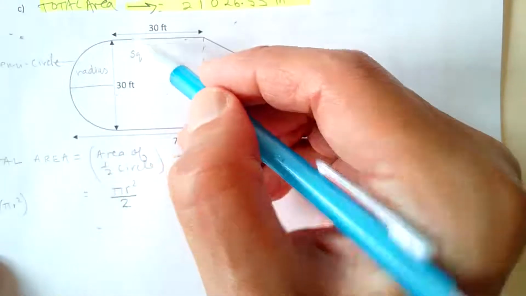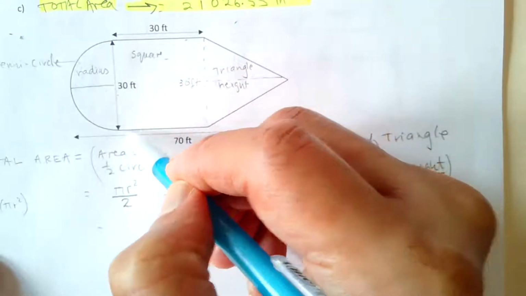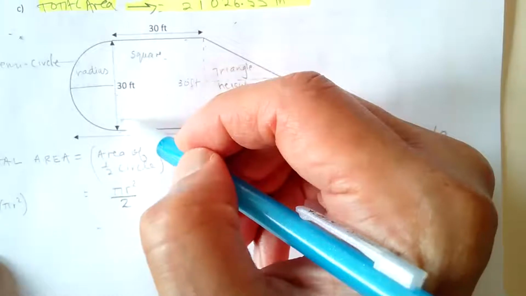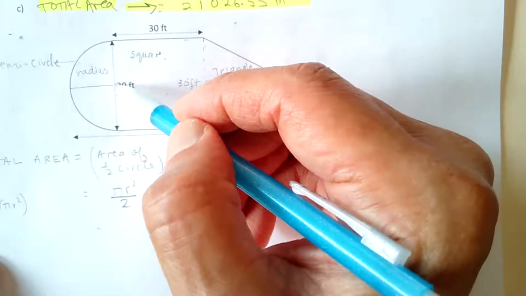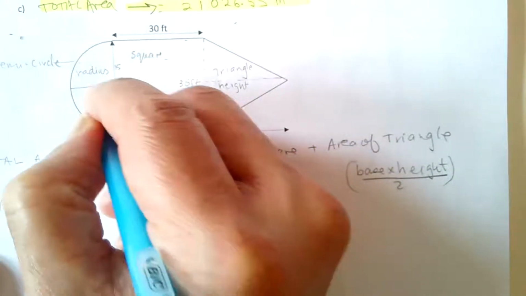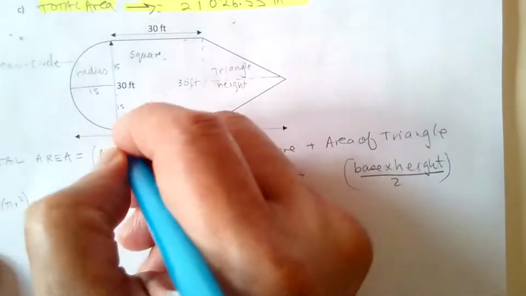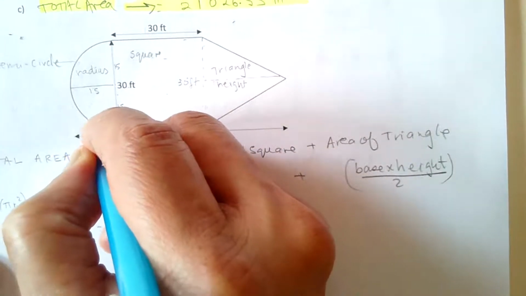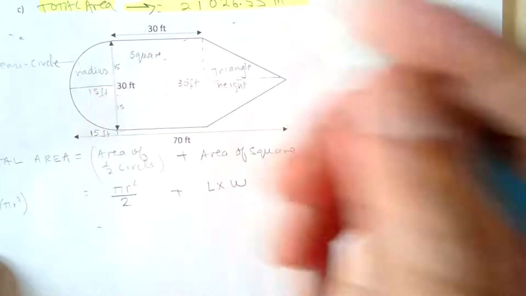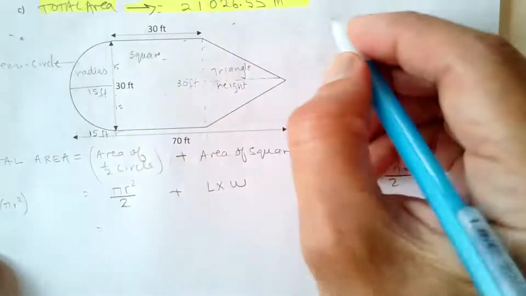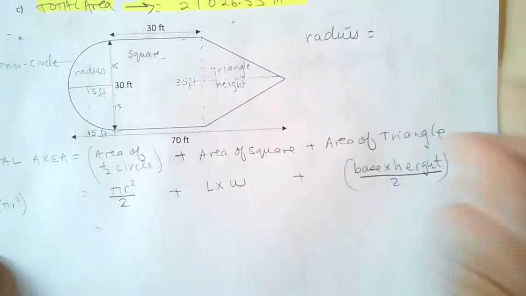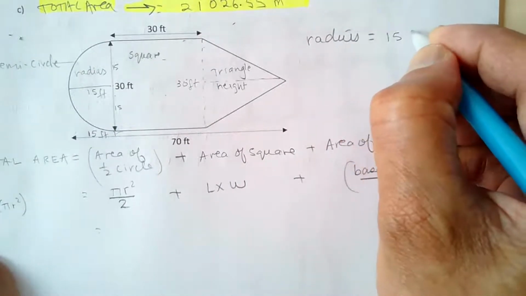Imagine this is a circle, and you complete the circle here. So this will be our diameter, which is 30. So 30 feet is the diameter of the circle. So the radius will be half of 30. So this will be 15 here, 15 over here. This dimension from here to here is 15 feet. So we can conclude here the radius equals 15 feet.